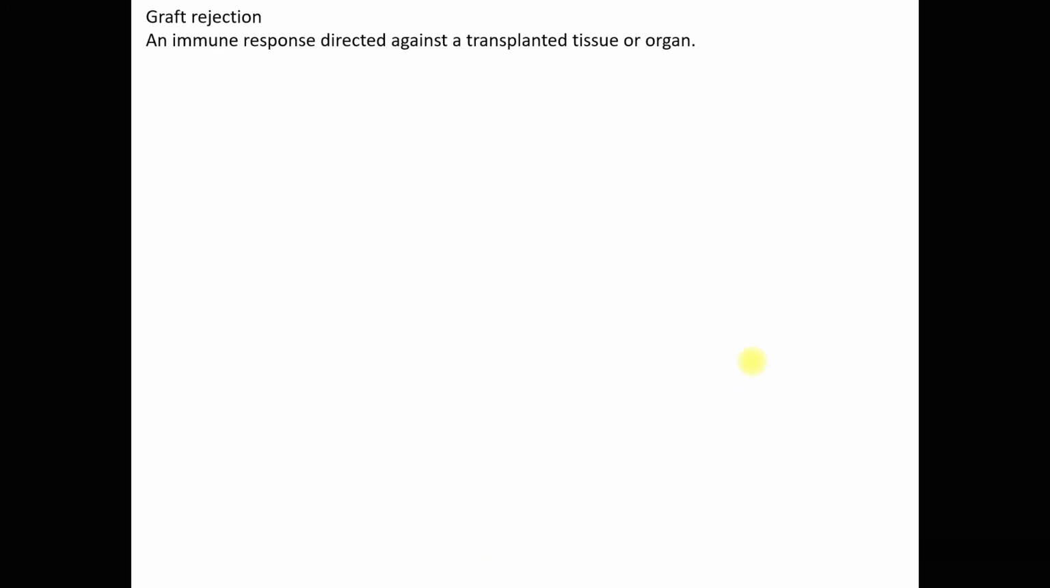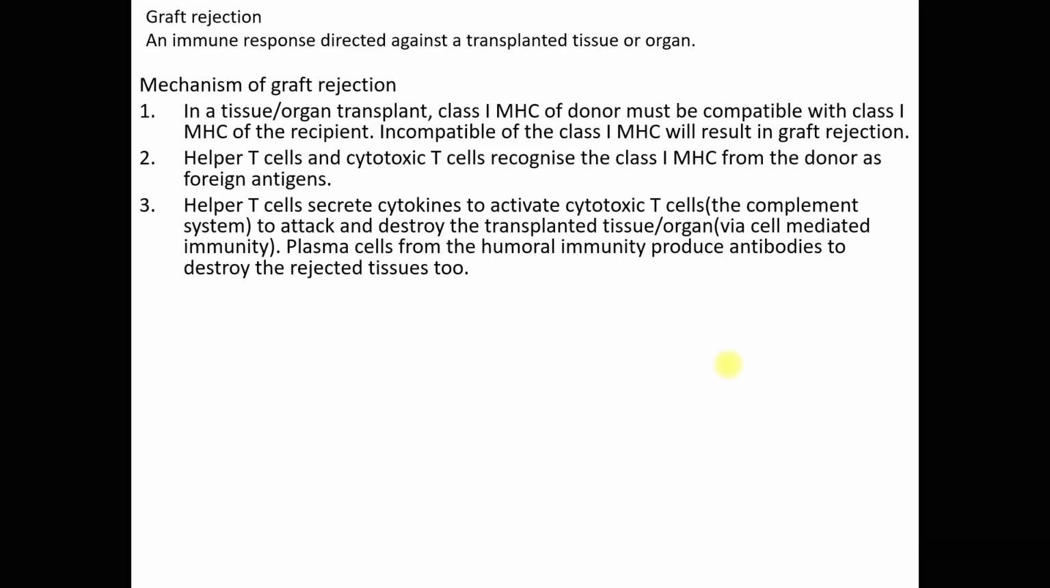Now, graft rejection, okay, it is an immune response directed against a transplanted tissue or organ. Okay, so now the mechanism of graft rejection. So what happens, all right, during graft rejection? In a tissue or organ transplant, the class I MHC of the donor must be compatible with the class I MHC of the recipient. Incompatible class I MHC will result in graft rejection. Okay, so the helper T cells and cytotoxic T cells will recognize the class I MHC from the donor as foreign antigens, because it doesn't belong to the recipient.